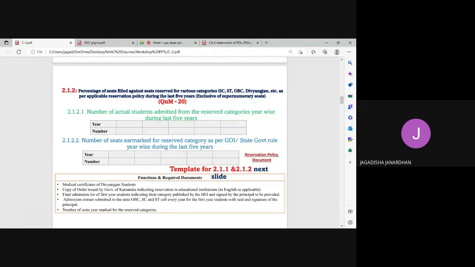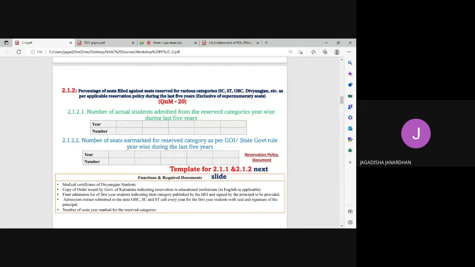So the thing is, if you have 100 seats, as per the government rule, 50% has to be provided to the reservation and 50% for GM. If you are unable to get the reservation category students, then those seats will be awarded to GM seats only. So there is no issue for that. That is the practical thing which happens in each and every institution.